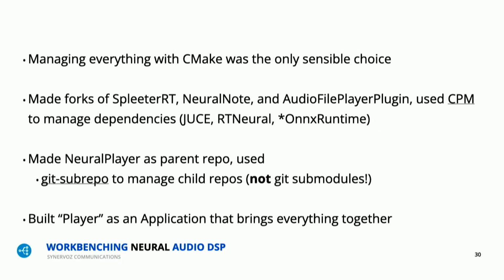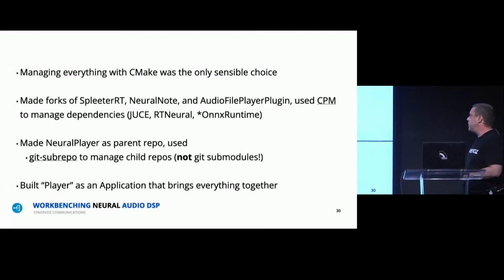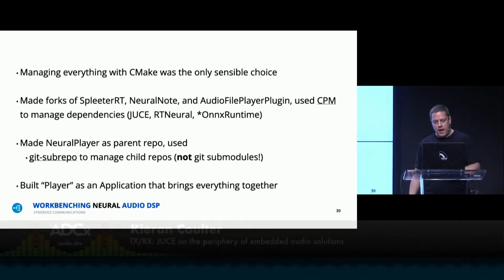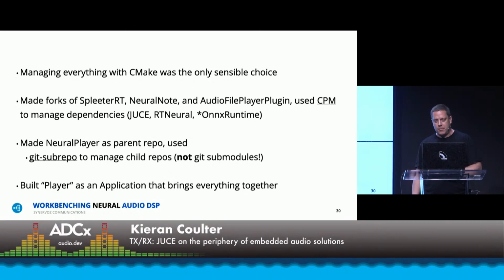A few notes as we went and developed Neural Player. Managing everything with CMake was definitely the only sensible choice. I started by making forks of these other open source softwares that I found and modifying them to make sure they were feasible for this type of workbenching. And it was really great with CMake. You could use CPM to manage all these dependencies.